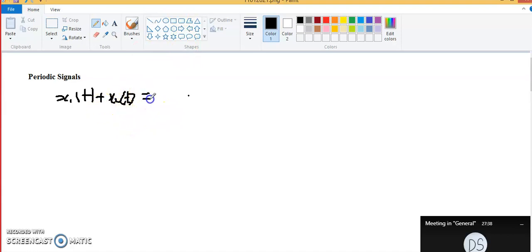Now, let us suppose x1(t) has time period T1 and x2(t) has time period T2. Now the question is whether the sum of two periodic signals is a periodic signal or not. Let us suppose the sum is x3, then will x3 be periodic or not? This is the question.